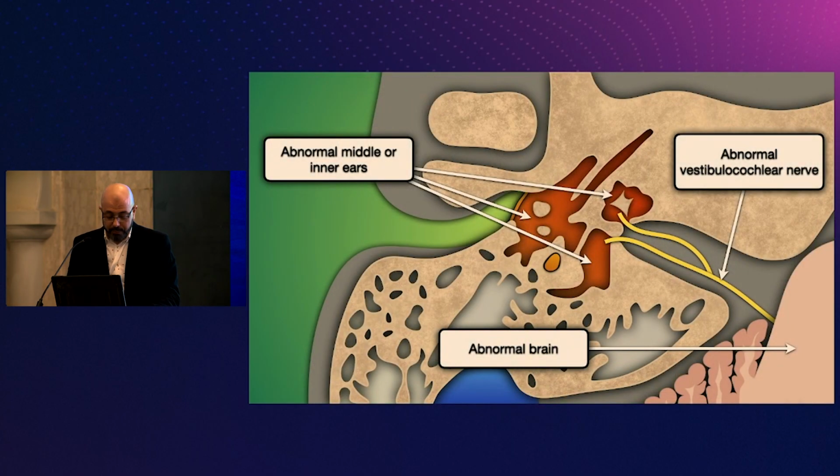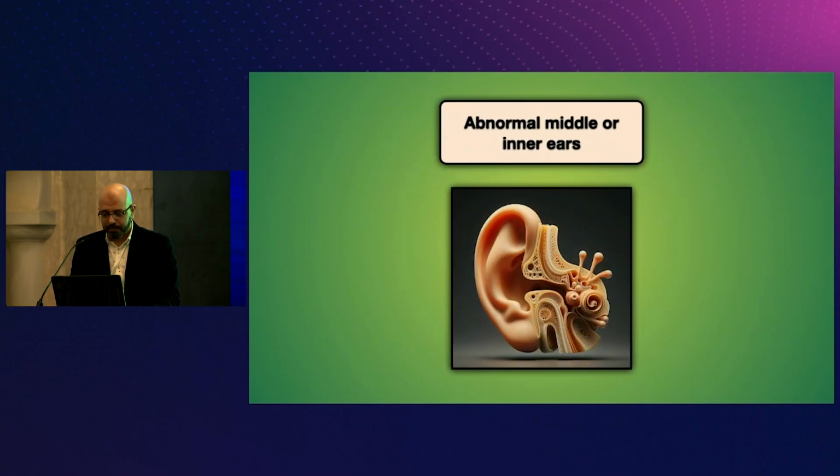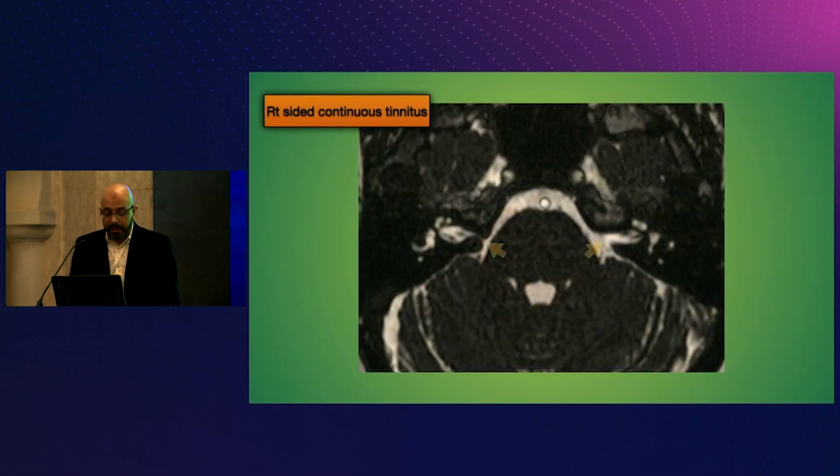The last cause of non-pulsatile tinnitus is abnormal middle or inner ears. And this patient has right-sided continuous tinnitus. Let's compare the porus acousticus on both sides. So the right-hand side is a lot tighter than the left-hand side, right? So normally the porus acousticus and the whole IAC needs to be in between 4 and 8 millimeters, not very tight, not very big, not patulous.